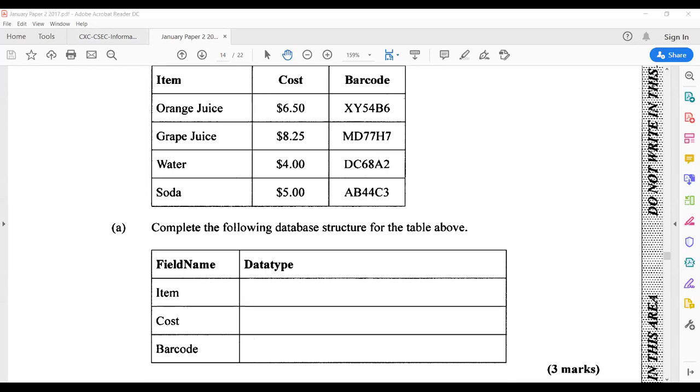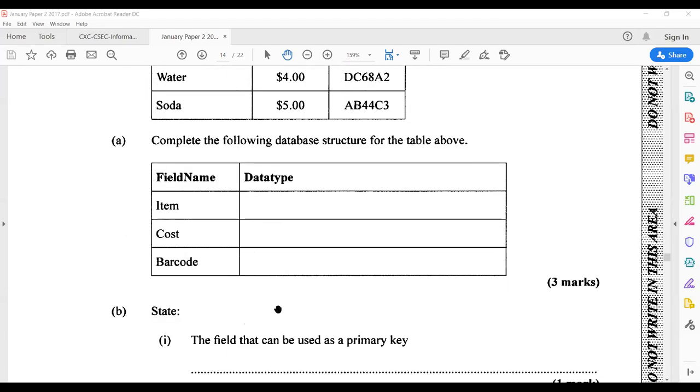Yes, text is an appropriate data type. What about the cost? The most appropriate data type for the cost would be currency. There is a number data type, right? But the most appropriate data type is currency because there's a data type called currency in Microsoft Access. How about the barcode? What would be an appropriate data type for the barcode? Right. So notice that the barcode is alphanumeric, right? A combination of letters and numbers. And therefore, an appropriate data type for the barcode would also be text. Okay, so text, currency, and text.